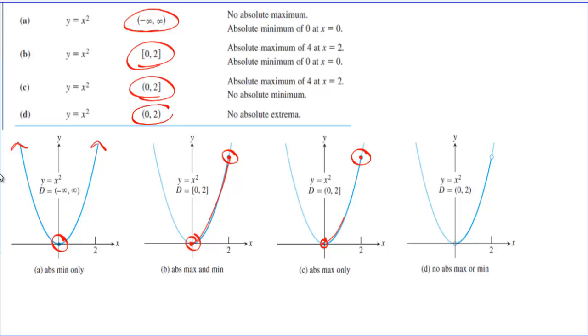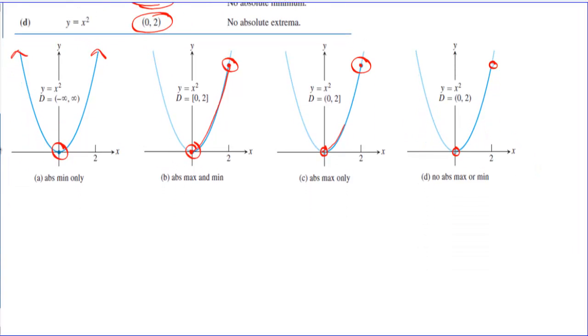Then if we have an open interval, 0 to 2, with an open dot at 0 and an open dot at 2, there would be no extrema at all. There's not a highest value and there's not a lowest value on that graph, on the open interval.